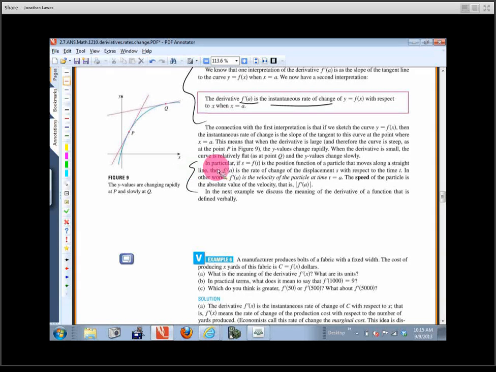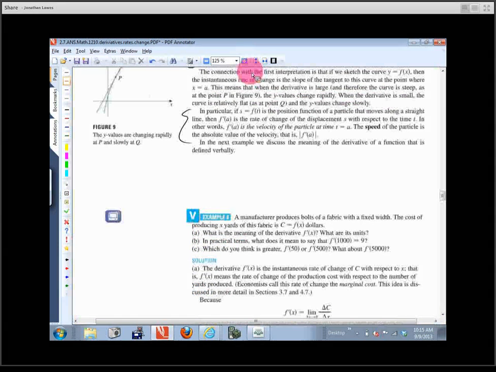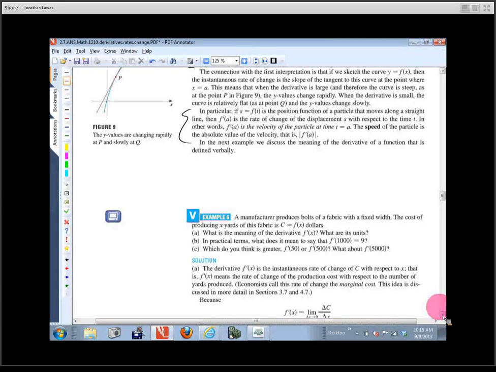Let's see, Jen, would you read that one where it says in particular? In particular, if s equals f of t is the position function of the particle that moves along the straight line, then f prime of a is the rate of change of the displacement s with respect to the time t. In other words, f prime of a is the velocity of the particle at time t equals a. The speed of the particle is the absolute value of the velocity, that is the absolute value of f prime of a. An absolute value, right? Okay, all right.